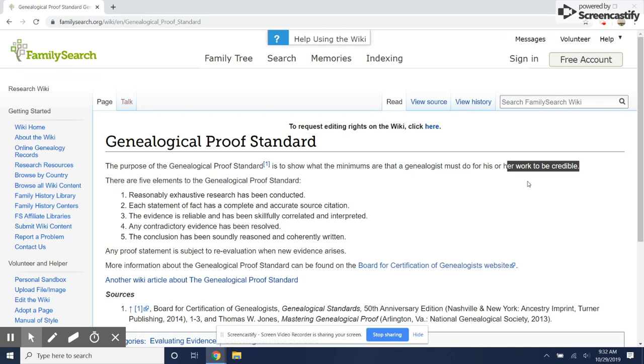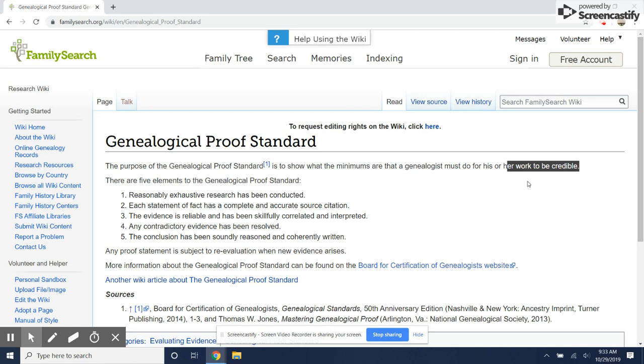The evidence is skillfully correlated. This is important when you are attaching source information to your person that the information matches. Sometimes it might not match exactly. For example, in census records, the birth years are approximate. Sometimes the name spelling is a little incorrect, but it's reliable enough to prove that information. So evidence is reliable and has been skillfully correlated and interpreted.